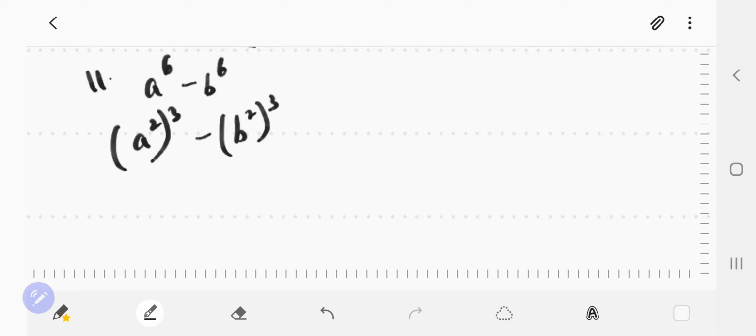Next we have 11th, which is a6 minus b6. We want cube, so we will write (a square) cube minus (b square) cube, and we'll apply the identity. In this case your a is a square and your b is b square. You have to apply the identity of cube.